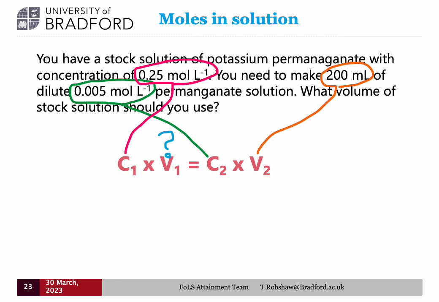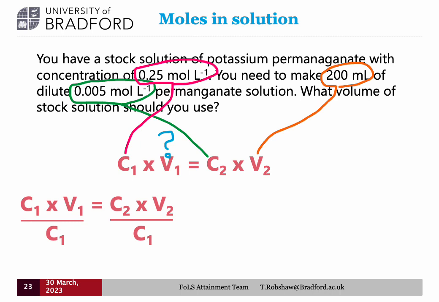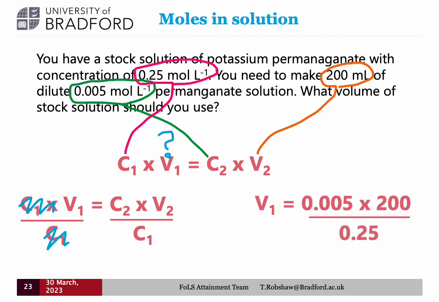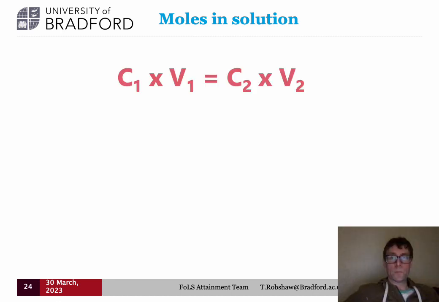To get this term on its own, all we need to do is divide both sides of the equation by C1, and then it of course cancels out on the left hand side. So now it's quite simple. Our calculation is just 0.005 times 200 all over 0.25, and that gives us, it comes out as 4 millilitres of the stock solution.